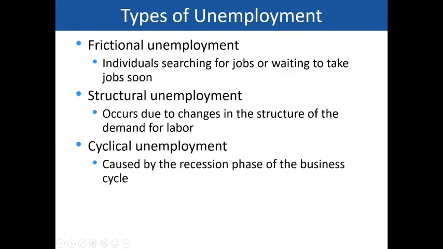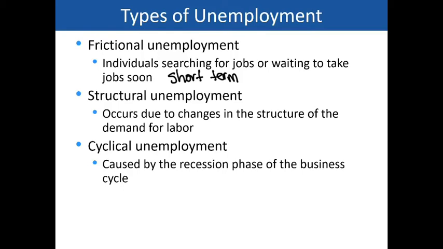What are the types of unemployment? First of all, we have frictional unemployment. Those are the individuals searching for jobs or waiting to take jobs soon. These are the new graduates, or these are the people in between jobs. So this is not a concern because this is a short-term unemployment. We will always have frictional unemployment because people will always change jobs, or students will graduate and they will also look for a job.